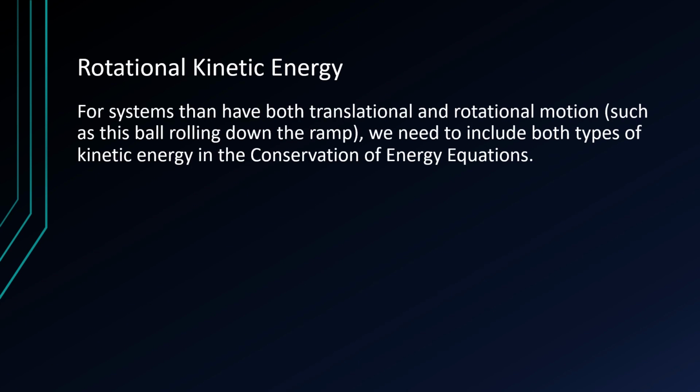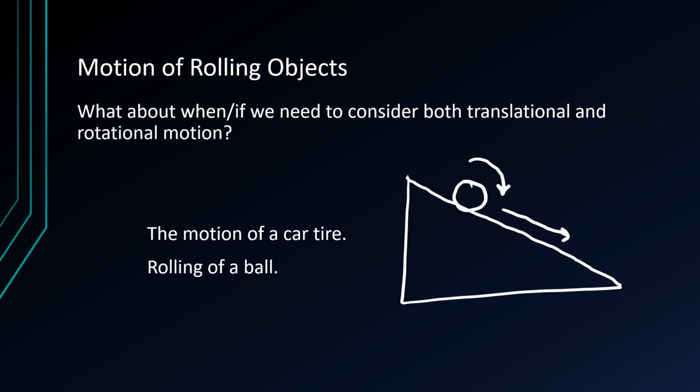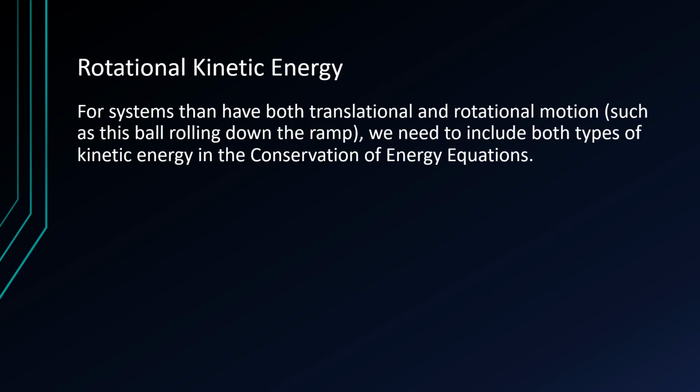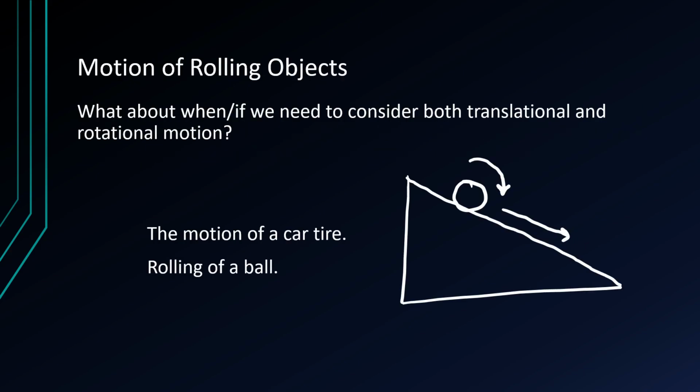So for systems that have both translational and rotational motion, like a ball rolling down an inclined plane, we have to include both types of kinetic energy in our conservation of energy equations. This would be applicable to something like the motion of a car tire. It is translating and it is rotating. The rolling of a ball, because this ball is translating and rotating, we have to include both types of kinetic energy.